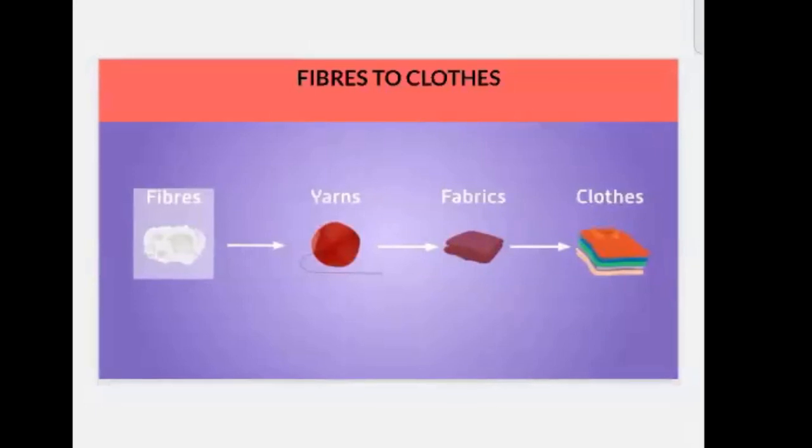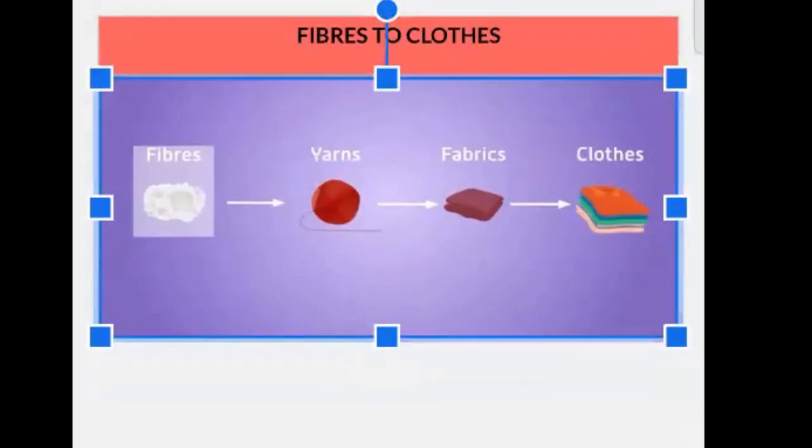This is the journey of a cloth, how clothes are made from fibers to clothes. Basically, it involves three steps. The first step is fiber, the second step is yarn, the third step is fabric, and finally we get our cloth. Now, what are fibers? Fibers are the raw material that we get from plants, animals, or sometimes from certain chemical compounds.